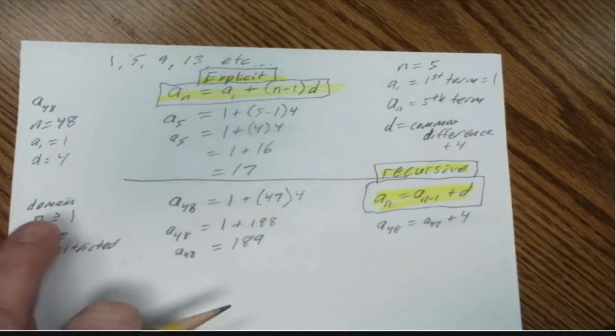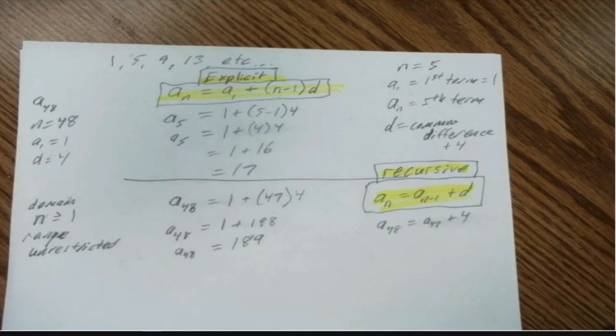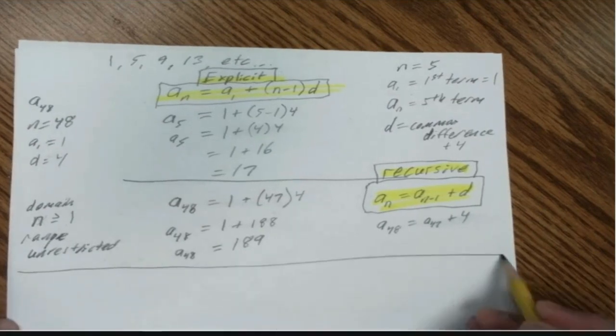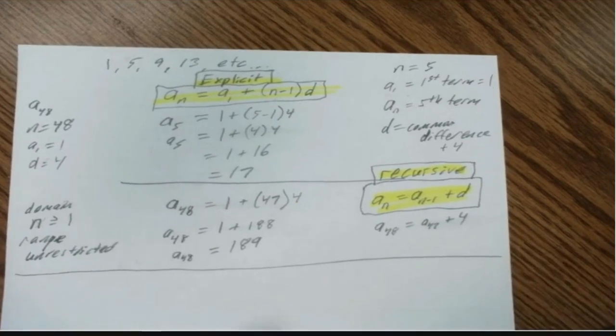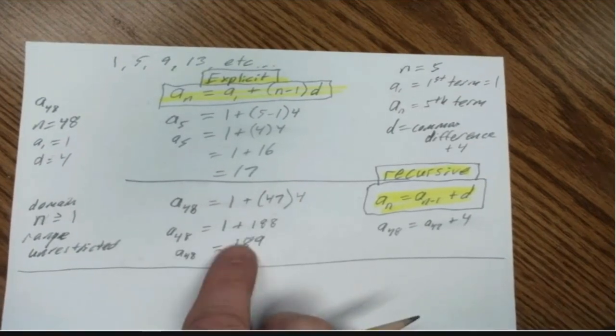But we can't find the negative 4th term of any arithmetic sequence. So our domain is limited to 1 or greater. Right? We can find the first term and onward. So, all right, that is the basic summary of lesson 5.01.